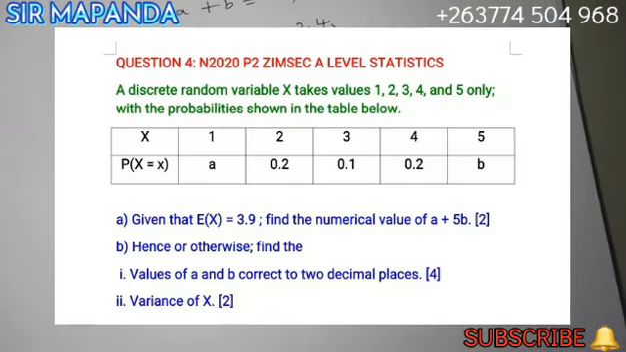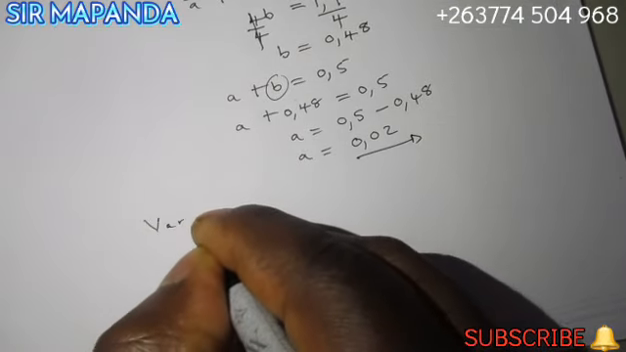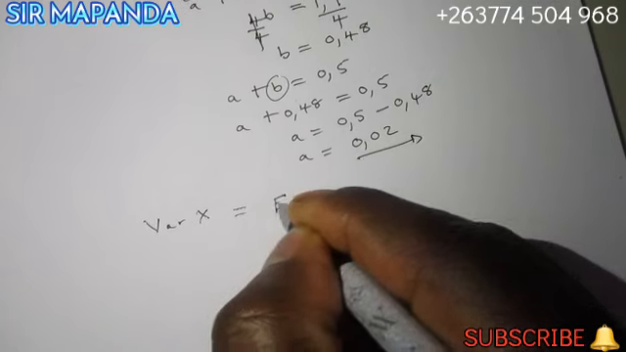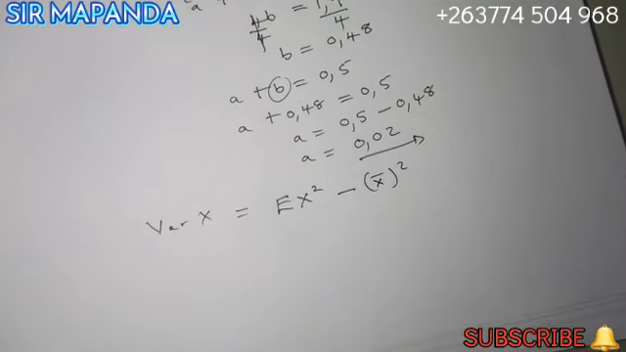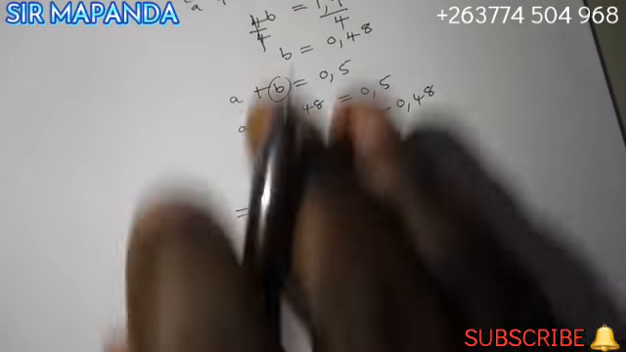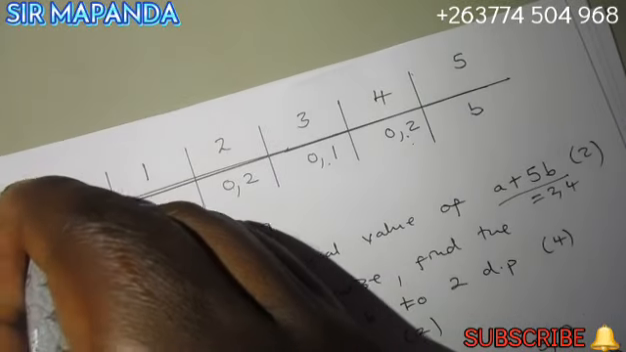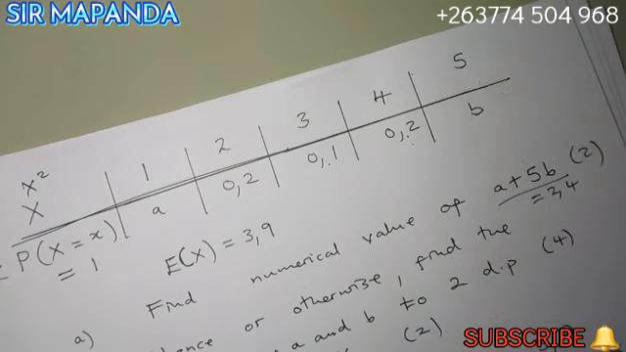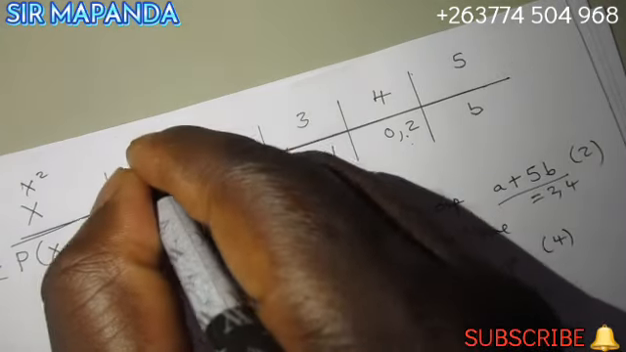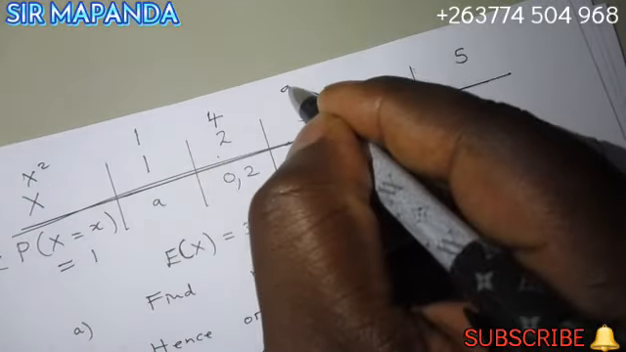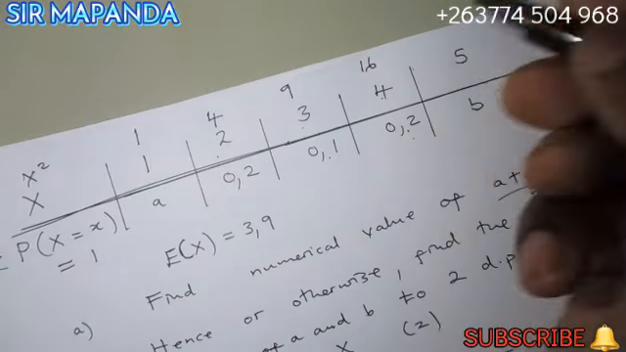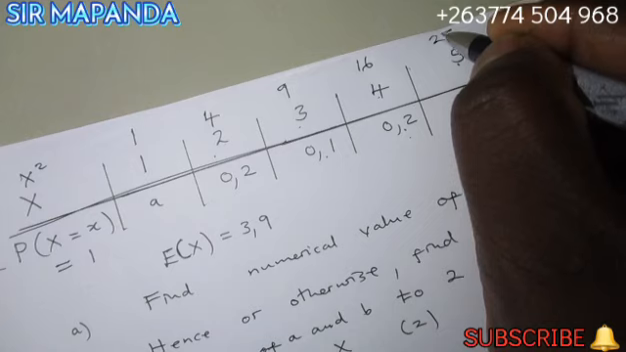We move on to the last part of the question. Hence or otherwise, find the variance of x. So Var(X) under this table is found by the formula E(X squared) minus E(X) squared, right? So what is E(X squared)? You start by finding the values of x squared by raising all the values of x to the power of 2. So 1 squared is 1, 2 squared you get 4, 3 to the power of 2 you get 9, 4 squared you get 16, 5 squared it gives you 25.